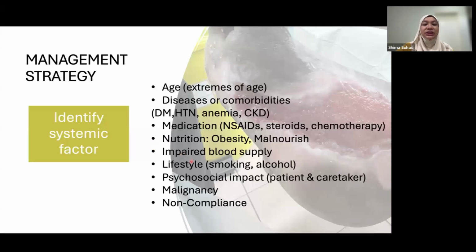Patients might be on medication such as chemotherapy, ataupun patient mungkin beli drugs over the counter yang ada high dose of steroids. Patients with nutrition problems such as obesity and malnourishment pun akan ada problem with wound healing. So when we can identify the problem ataupun the systemic factors that can hinder wound healing, it's our job to optimize the patient's condition to attain good wound healing.